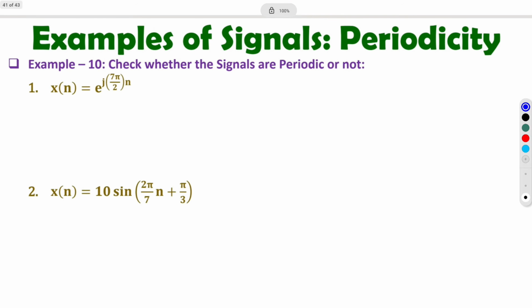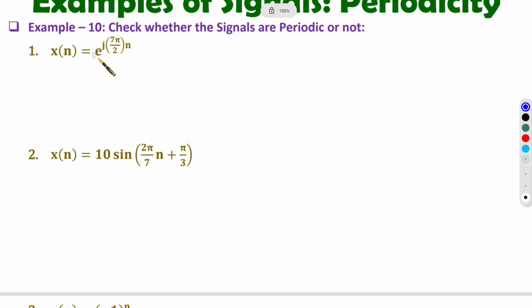So first of all, let me consider signal number 1. Here we have signal that is e to the power j 7 pi by 2 into n. To understand periodicity, one should know standard signal that is e to the power j omega n, where omega is frequency of signal. If you compare this with this, then you will get frequency omega that is 7 pi by 2 radian per second. Right.